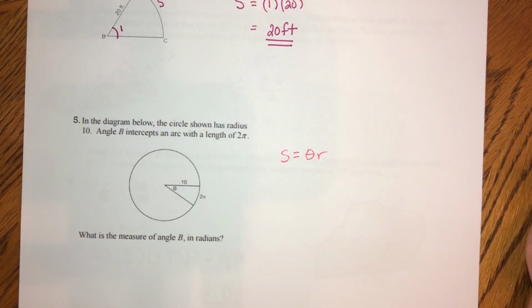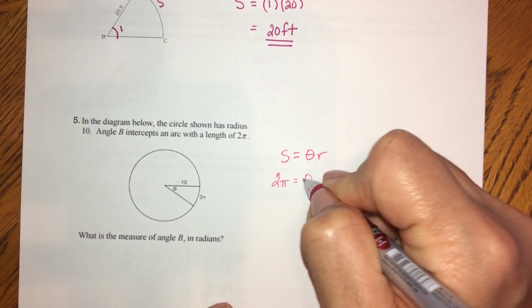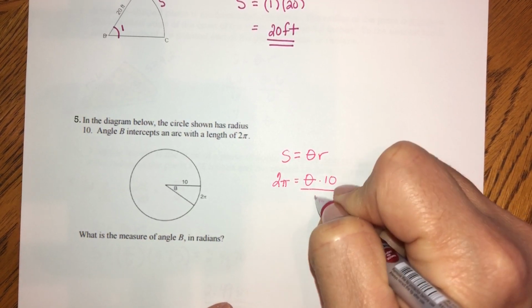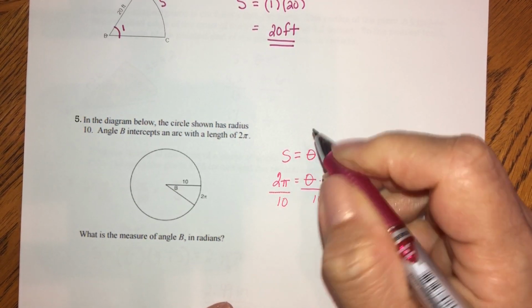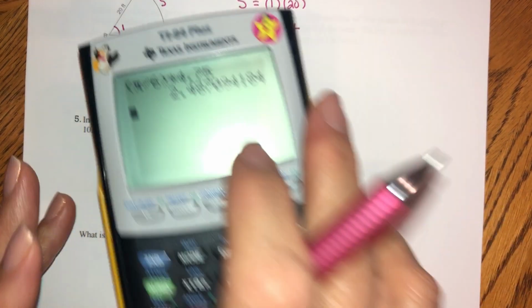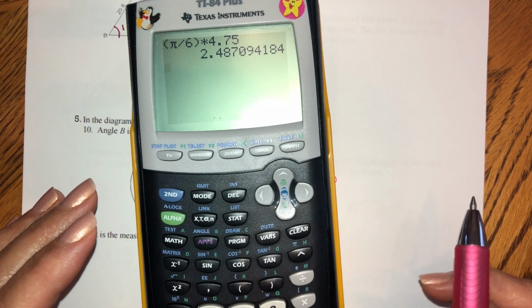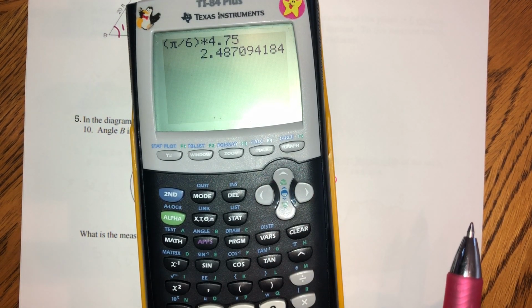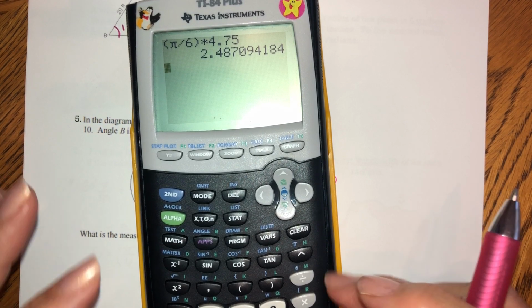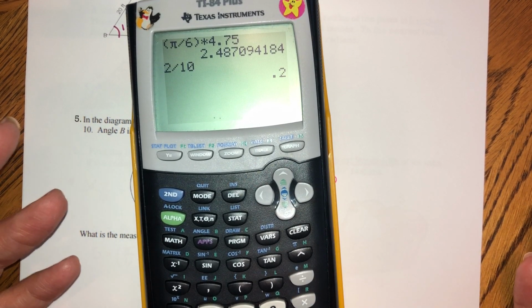So here it is, S equals theta times R. In this case, that would be 2 pi equals theta times 10. And all I have to do is divide by 10. So again, if you're not comfortable doing this in your head, you can certainly bring in your handy dandy calculator, but really all we're doing here is 2 pi over 10. Now, they're not telling me to round off here, so I'm not actually putting in the 2 pi. I have to reduce the 2 over 10 part.